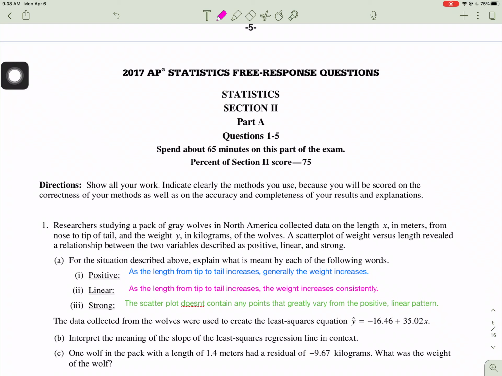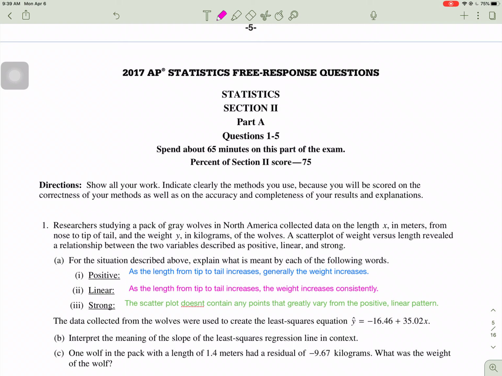All right, so we're going to start 2017 free response questions. We'll start off with number one. Number one says, researchers studying a pack of gray wolves in North America collected data on the length, x, in meters from nose to tip of tail, and the weight, y, in kilograms of the wolves. A scatter plot of weight versus length revealed a relationship between the two variables described as positive, linear, and strong.